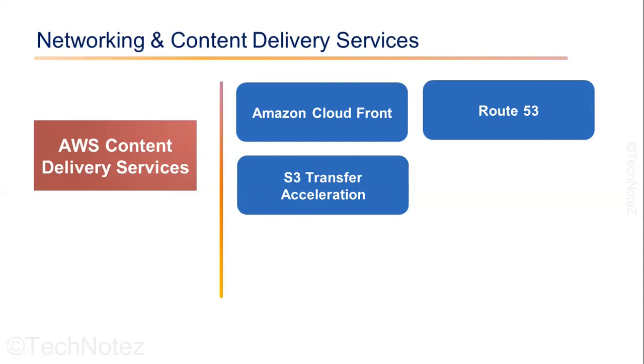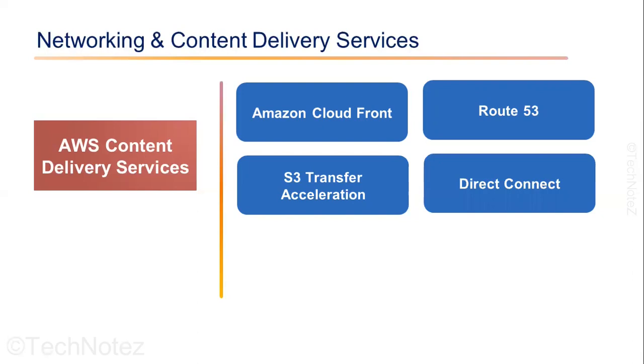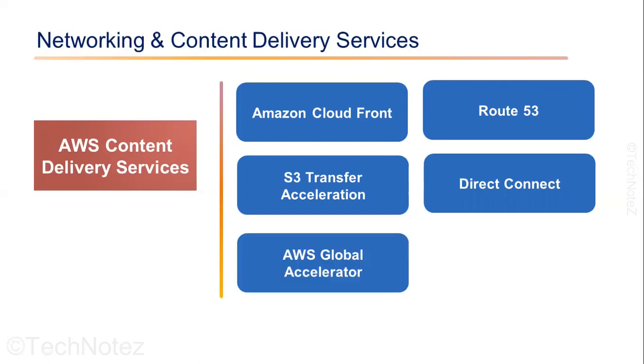Transfer Acceleration can be used if you are transferring a large amount of data to S3 over the internet. Direct Connect, a dedicated network connection from an on-prem data center to AWS that enables customers to transfer large amounts of data with low latency and high throughput. Global Accelerator, a service that routes traffic to the nearest AWS region for faster delivery of applications to end users.